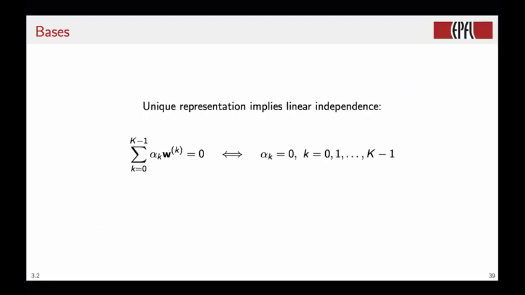The unique representation condition we saw on the previous slide actually implies linear independence. Linear independence means you have a set of k vectors, and if you can write the sum of the vectors equal to 0, this implies that all the coefficients have to be exactly equal to 0. And that's a test that we have linear independence of the vectors.